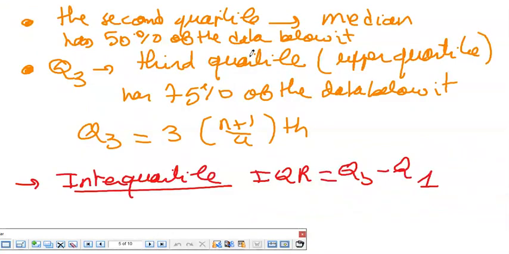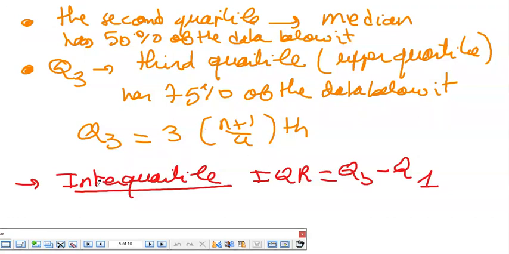The second quartile is the median, so it has 50% of the data below it. And the third quartile, Q3, we also call the upper quartile, and we have 75% of the data below it. And how do we find the third quartile? It's 3 times n plus 1 over 4. It means it's the term of rank 3 times n plus 1 over 4.